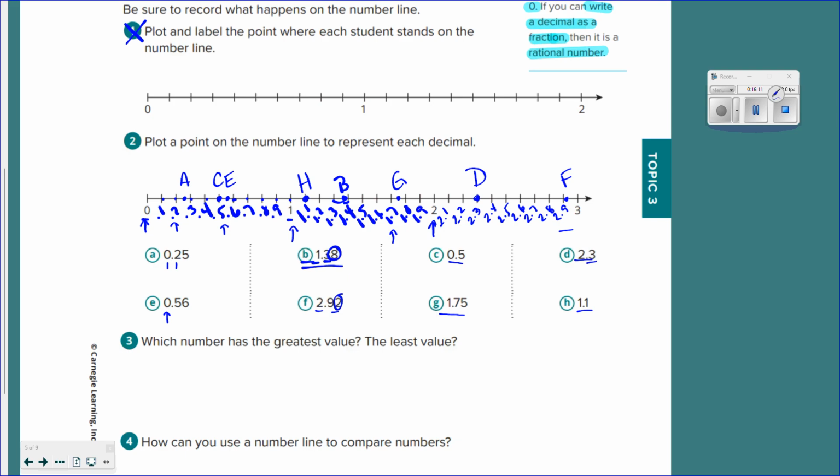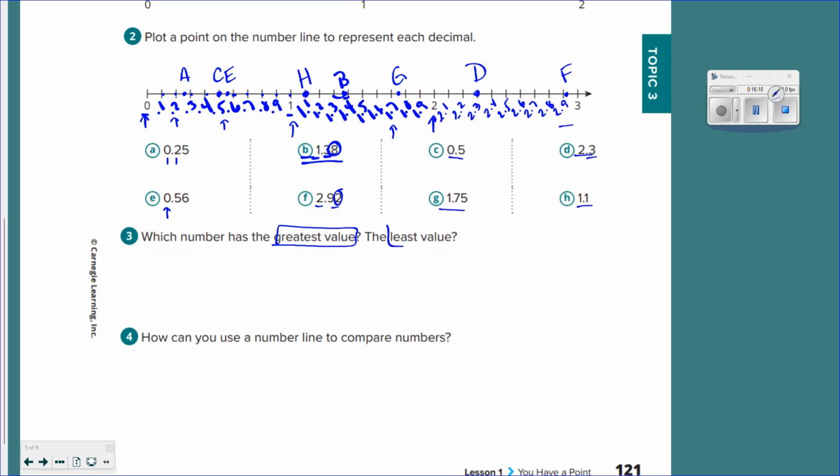So which number has the greatest value or the least value? Which one has the greatest value? Why, Lisa? Okay, I liked it all the way till you gave the actual value. I've got them all laid out. How do I know F is the biggest? Layla? Furthest where? To the right. Because it's furthest right. Which one is the least value? Because it's furthest left. Good.